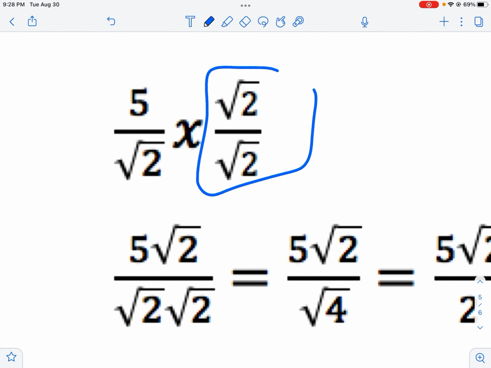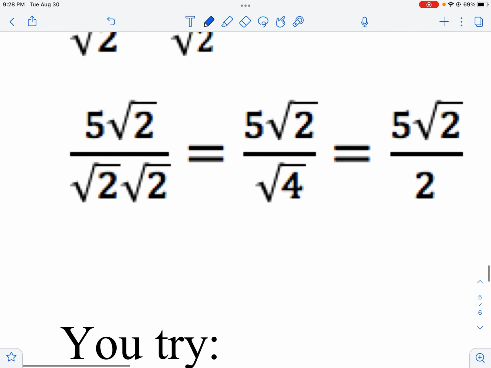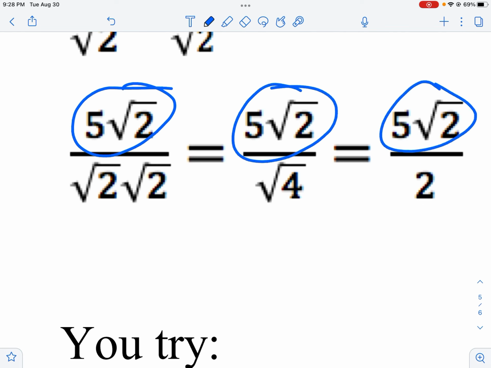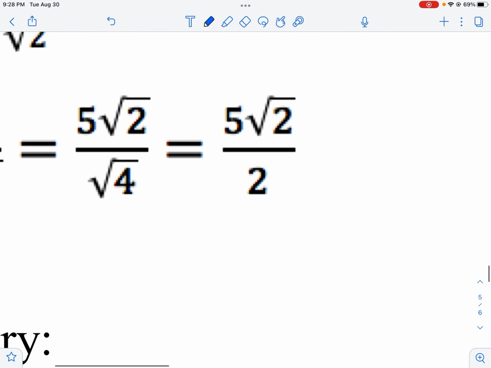So it's got times by root 2 over 2. You do some simplifying, right? Root 2 times root 2 is root 4, and root 4 is just 2. And then on top here, you just have 5 root 2 and 5 root 2 and 5 root 2, and there you go. Problem done.